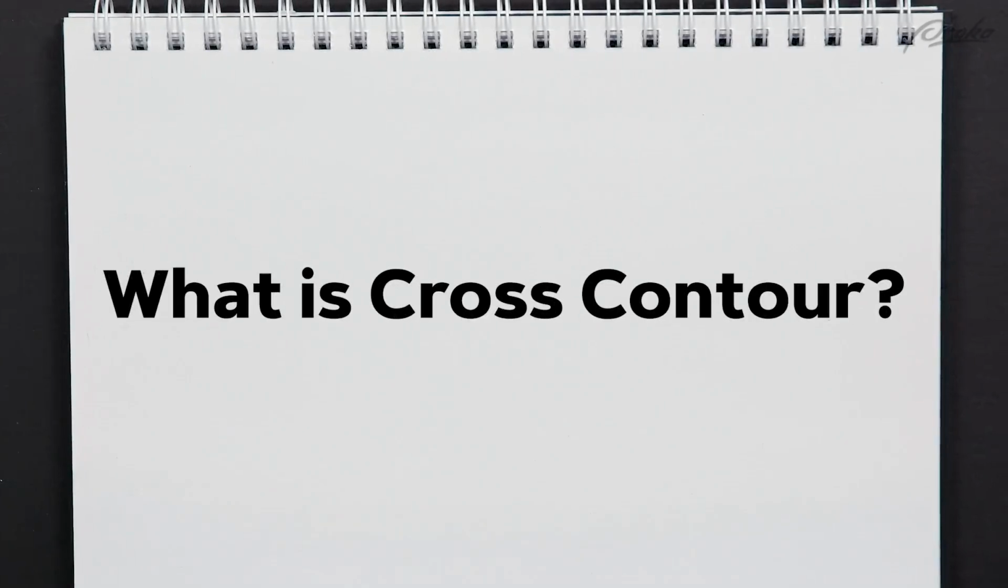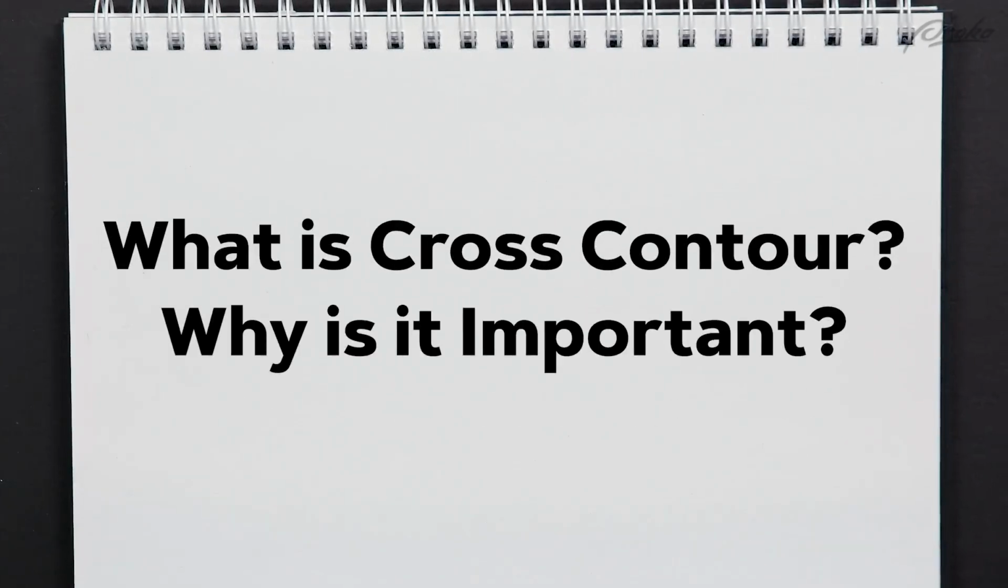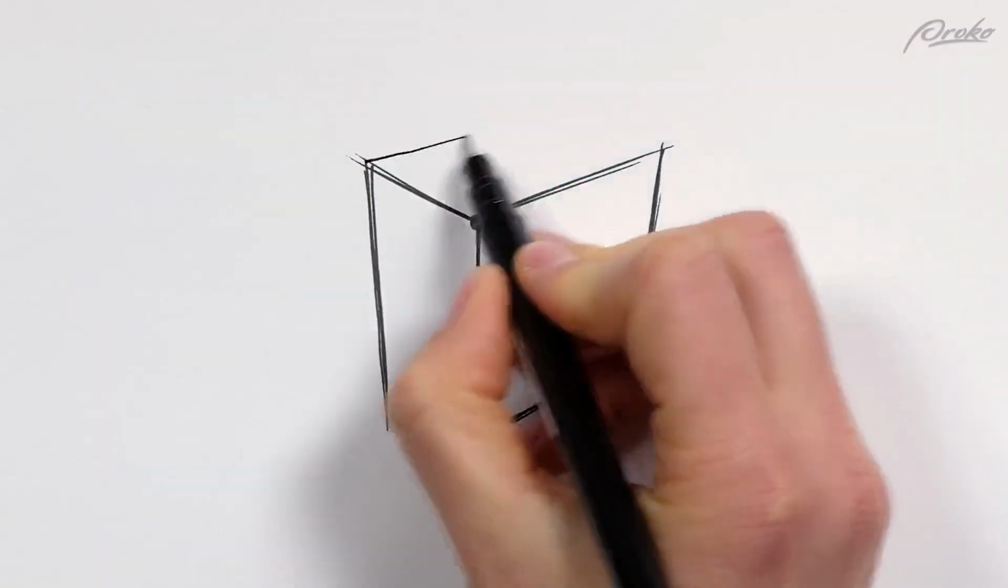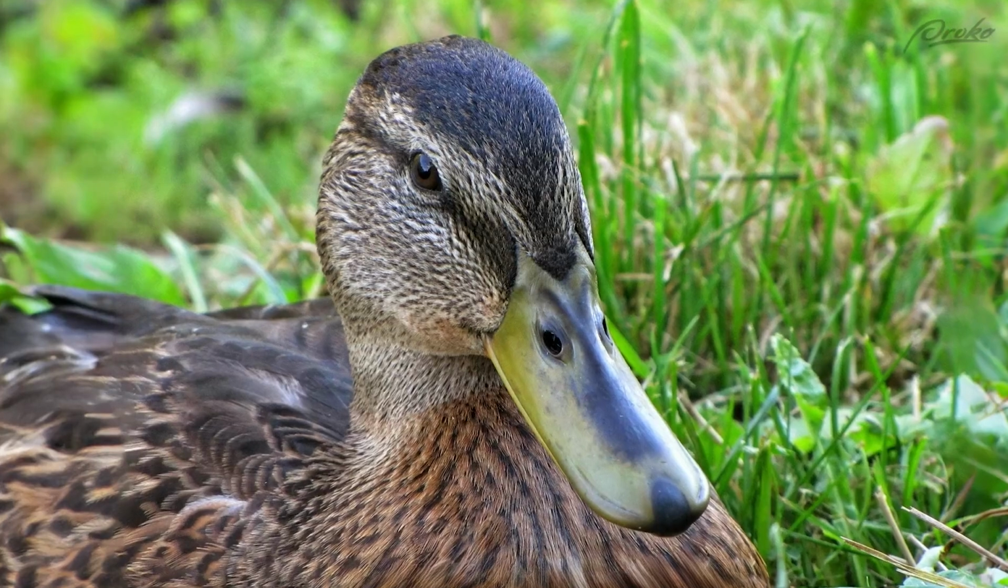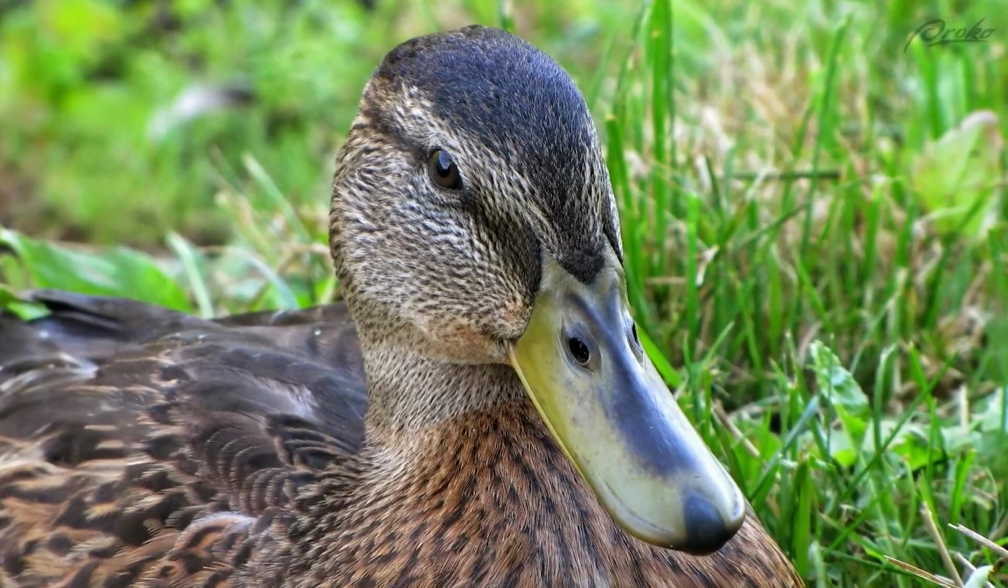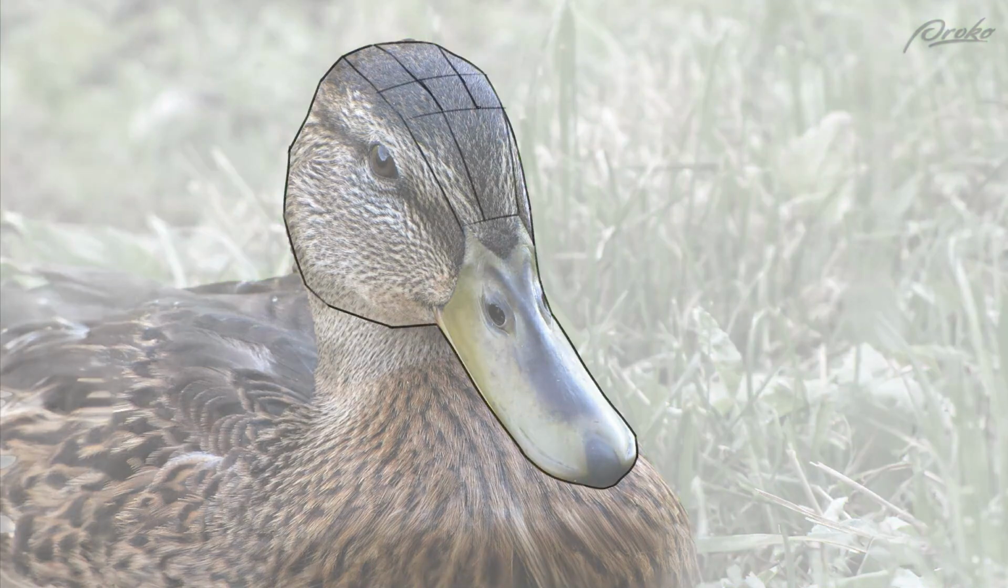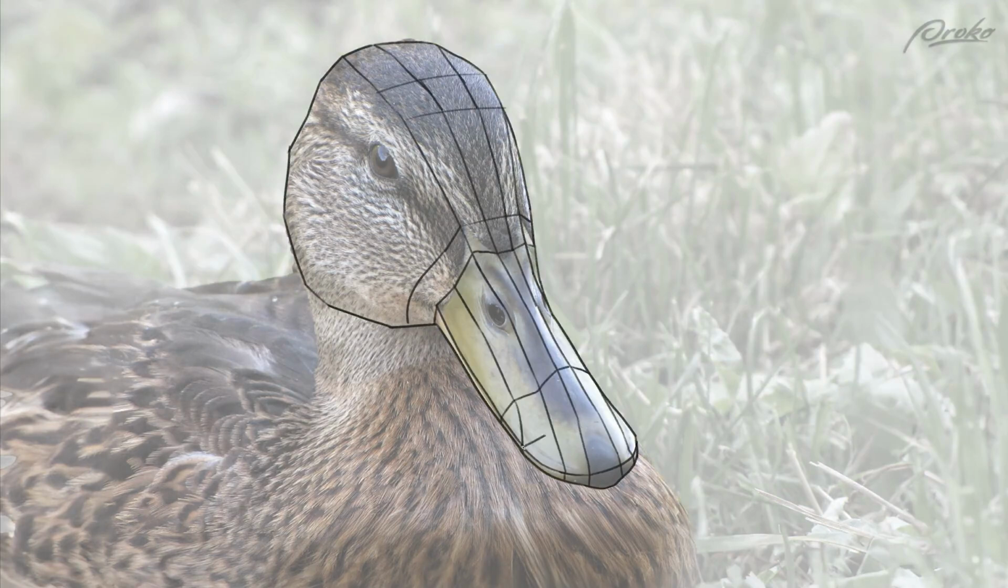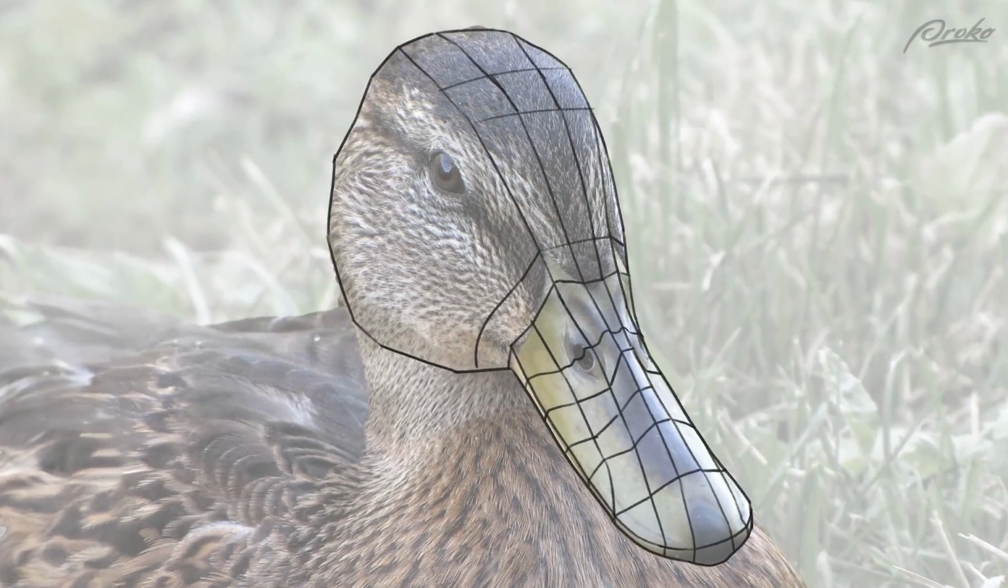So what is cross contour and why is it important? We know that boxes are made of planes, but what if the thing we want to draw is organic or more complicated than a box? The good news is that we can apply this concept of planes onto any form. Now, I don't mean to actually draw all these little planes, but we need to start trying to imagine them. Imagine this wireframe wrapping around the form.